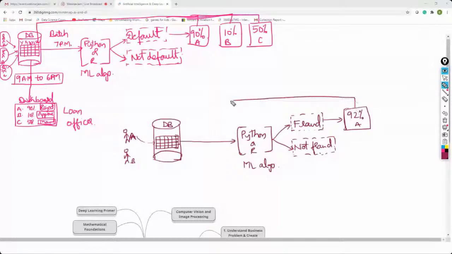Say customer B has done a transaction, it goes through this and it says there is 1% probability that this could be fraud. It will get written back to the database. Since there is only 1% probability of this transaction being fraud, it will not raise an alarm. It will just go through.